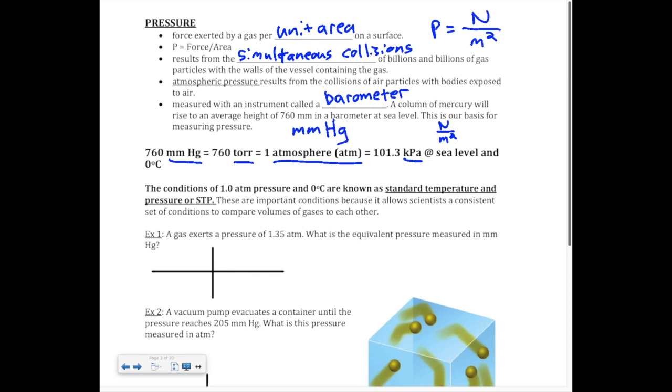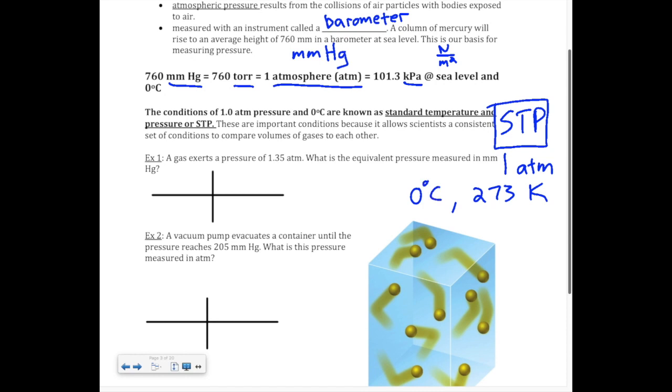They're just already there. So the conditions of 1 atmosphere pressure and 0 degrees Celsius are known as standard temperature and pressure, or STP. You must memorize what STP is, okay? STP is at 1 atmosphere and 0 degrees Celsius, or 273 Kelvin. These are important conditions because it allows scientists to just set a baseline.